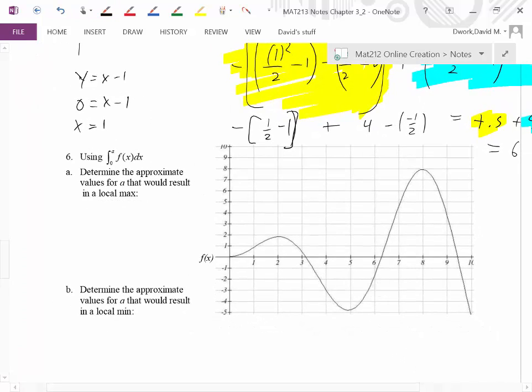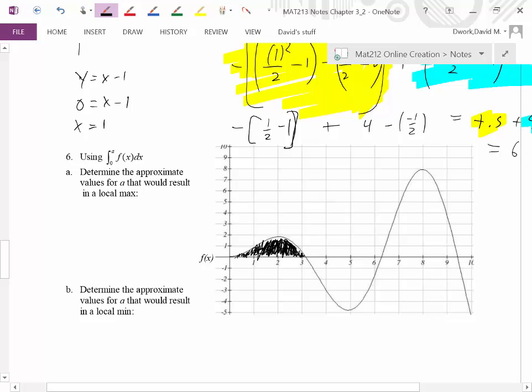number 6. Determine the approximate values for A that would result in a local maximum. Okay, so if we're trying to find a maximum when we're integrating from 0 to A, where would I be going up? Where would my integrals be increasing? Well, starting from 0, you can see these areas are getting more area, more area, more area. We're still shading above the curve, so above the x-axis. So all these would be increasing my areas as I add up my little rectangles.